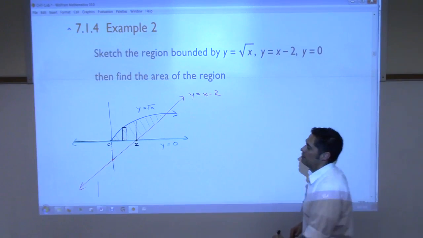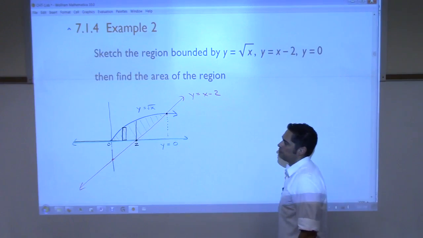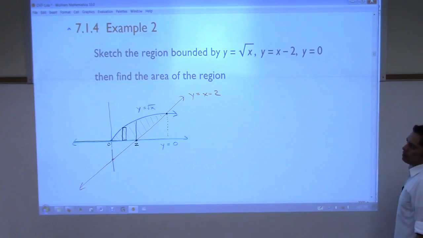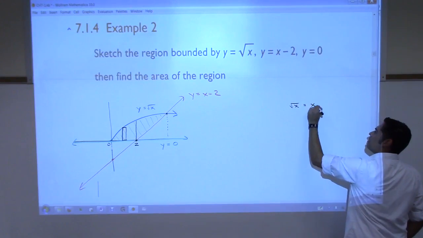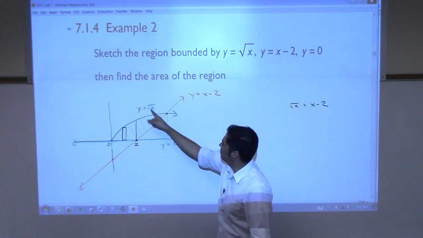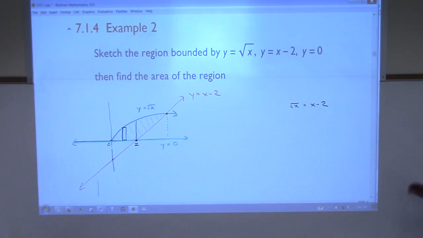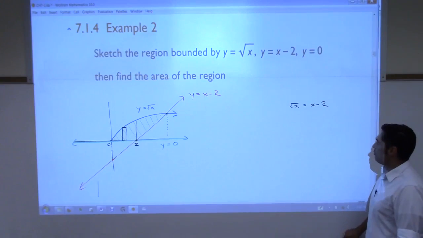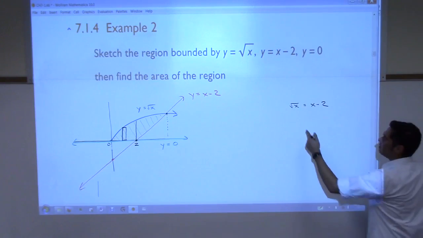While we're at it, because we're going to need it, let's try and figure out this one. How am I going to get that one? I need to set the square root of x equal to what? x minus 2. I need to know where this red one, which is x minus 2, hits the blue one, root x. And now that equation, back in college algebra, we called a radical equation. And do you remember the process to solve a radical equation? You isolate the radical, which is already done. You square both sides.